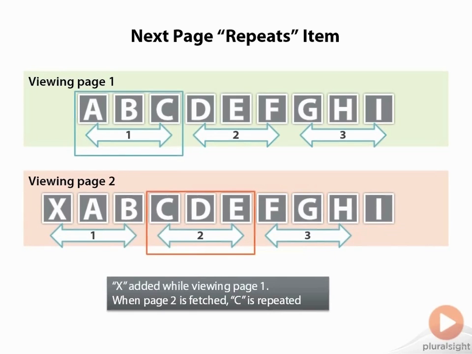Similar scenario: while viewing page 1, an item is added to the sequence, and now you get page 2. The perception is that an item is repeated. Here, item C was the last one while viewing page 1, and now that you're getting page 2, it's also the first one when you're moving into page 2.